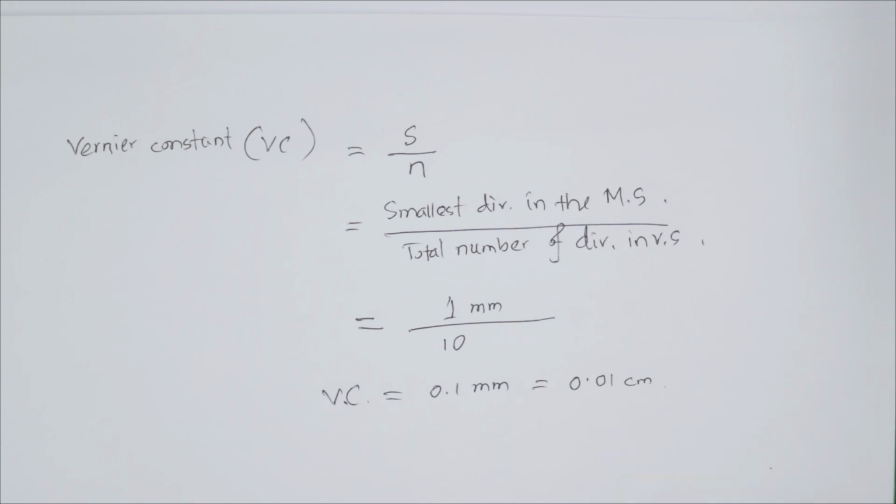Sometimes 20 vernier scale divisions are equal to 19 smallest divisions, and the smallest main scale division is less than 1 millimeter. Then the Vernier constant becomes different. The Vernier constant depends on the characteristics of the main scale and vernier scale.